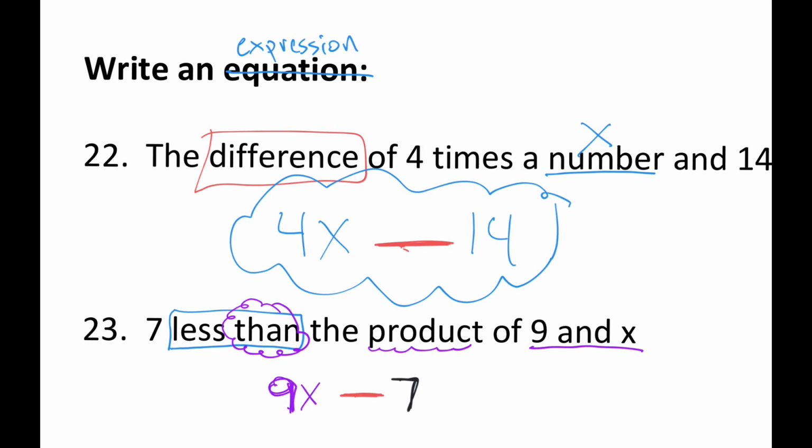But remember that the word less than, this word than, will tell you guys to switch the order. So that's why I put the 7 after the minus. And the 9x, you multiply, that's the product, before the minus, because you guys, again, change the order.